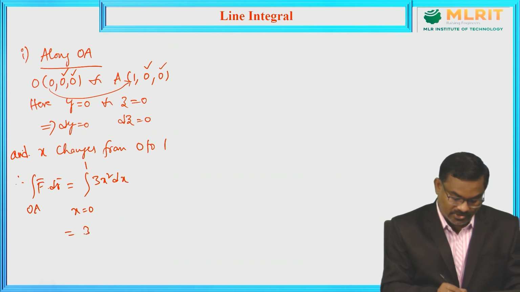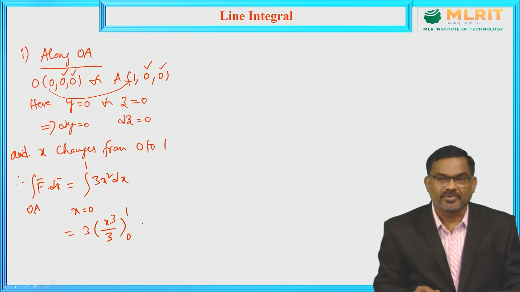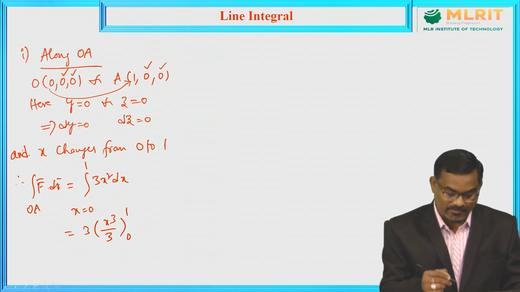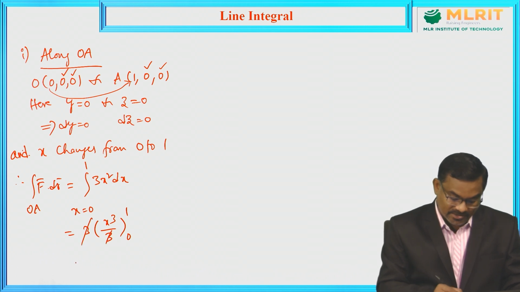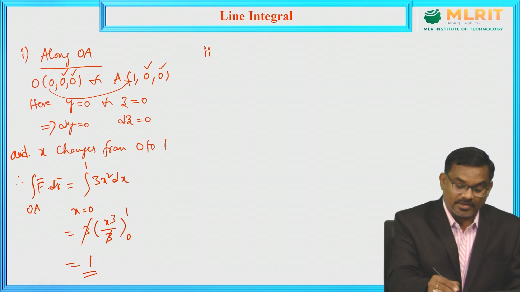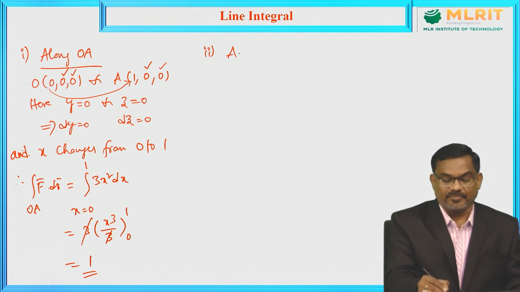So, which is 3 into x cube by 3 from 0 to 1. The integral of x power n is x power n plus 1 by n plus 1. So x cube by 3. And by applying the limits, here the answer is 1. Similarly, we can evaluate the line integral along AB also.